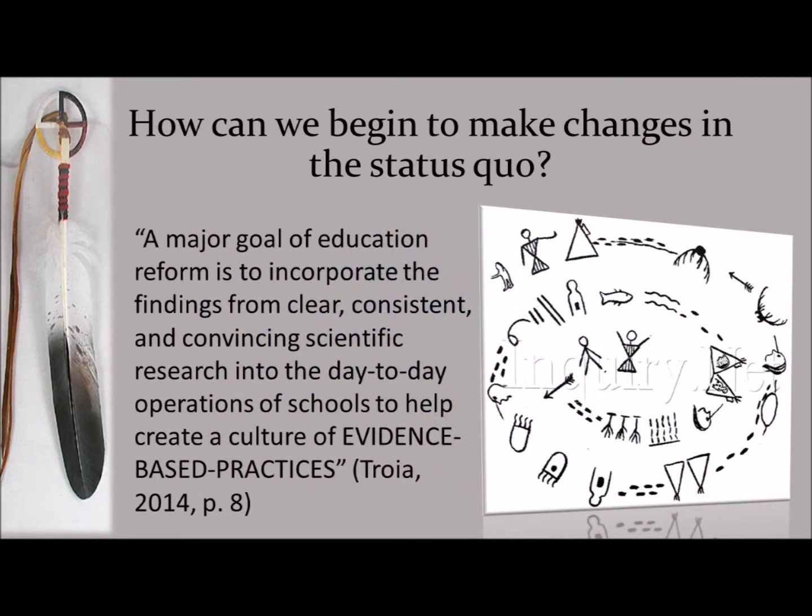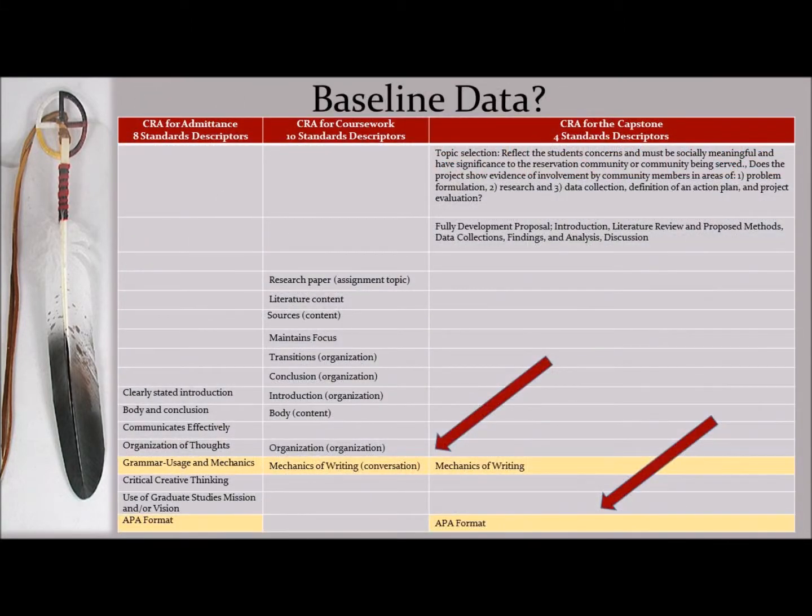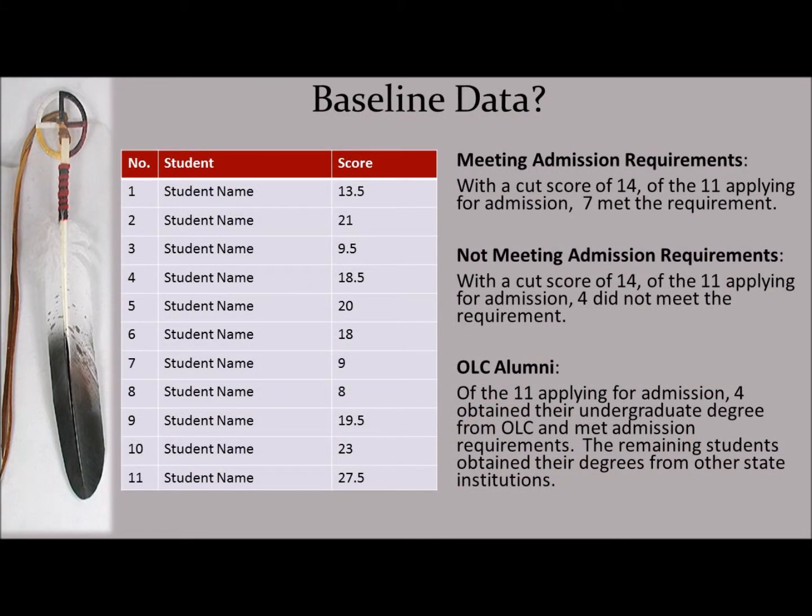Likewise, Troia states a major goal of education reform is to incorporate the findings from clear, consistent, and convincing scientific research into the day-to-day operations of the schools to help create a culture of evidence-based practices. Although this presentation included little data, it is a starting point which presents a need to look at the literacy development of students and candidates of the Graduate Studies Department.